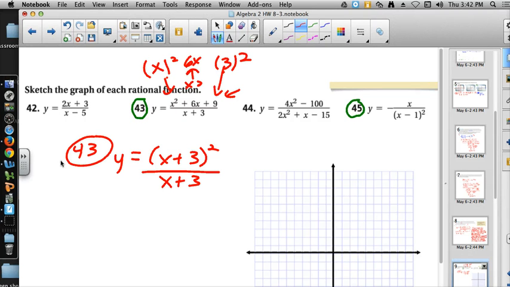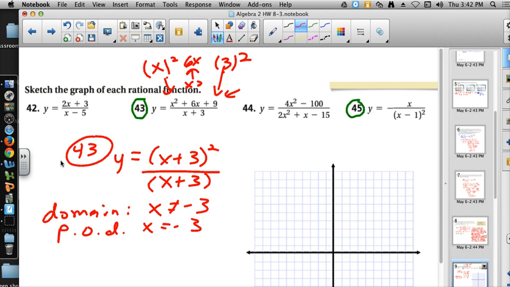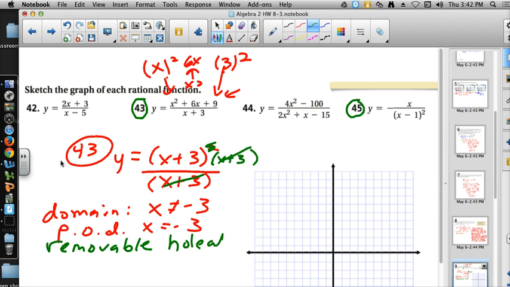And that brings us to a big aha moment right there. So let's go through this. Domain. X can't be negative 3 because that would give us a 0 in the denominator, and that's undefined. So that is a point of discontinuity. And it is removable because we can see that one of those x plus 3's would cancel out. I'm going to go ahead and write it over here and show that canceling. So it is removable. That means we're going to have a hole at x equals negative 3.